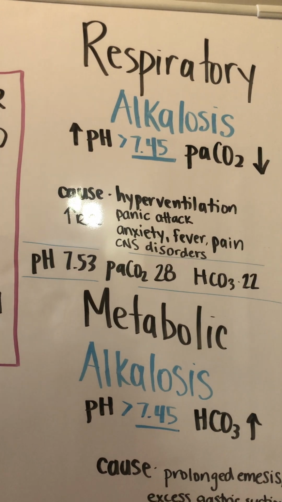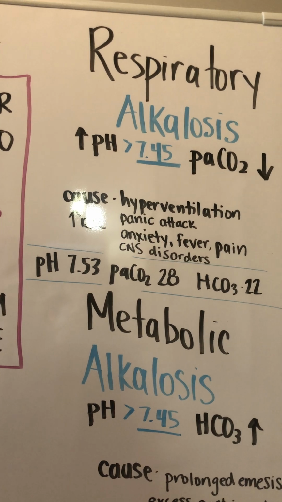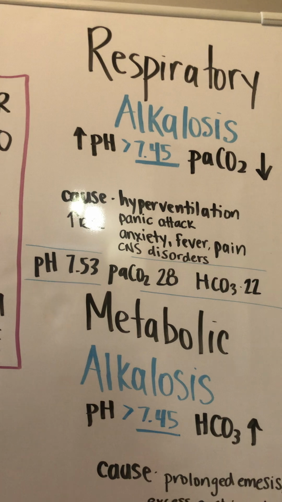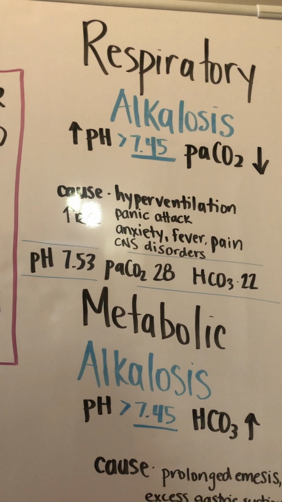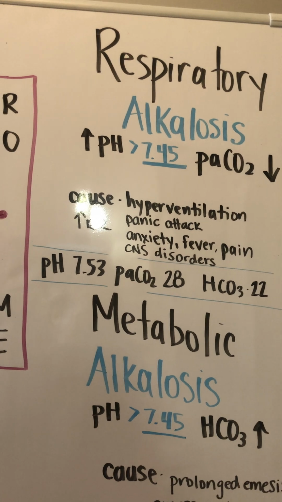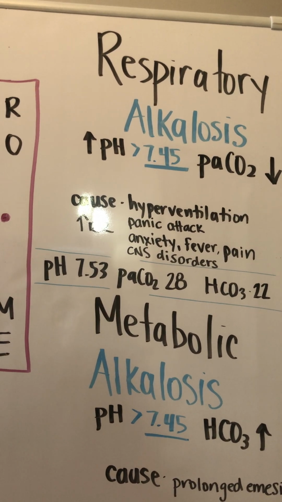So if you look down at our blood gases here, you can see that the pH is 7.55, which we know is greater than 7.45, so that means it's alkalotic. Our PaCO2 is 28, so that's less than 35. Remember, it's opposites. And our bicarb is normal, and so we don't have any compensation that's occurring.